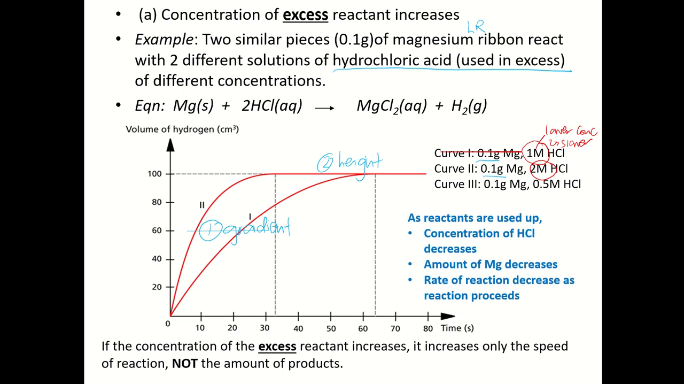So as the reaction proceeds, the concentration of hydrochloric acid will decrease, the amount of magnesium will decrease, and the reaction rate will decrease. So for both graphs, you'll see that the gradient decreases. But finally, the one that's used up is magnesium. So in both reactions, magnesium will be used up, and because the mass of magnesium is the same, the volume of hydrogen gas produced will be the same. So you end up with the same height.